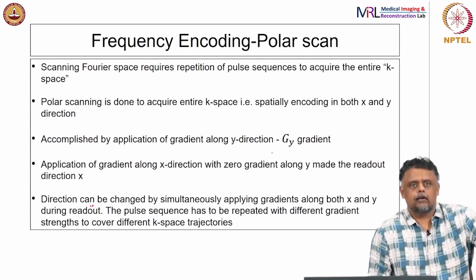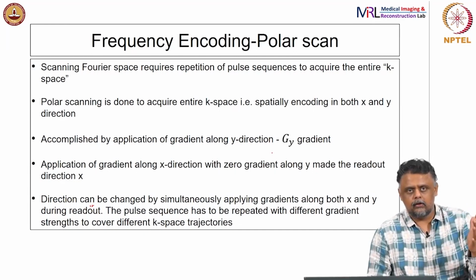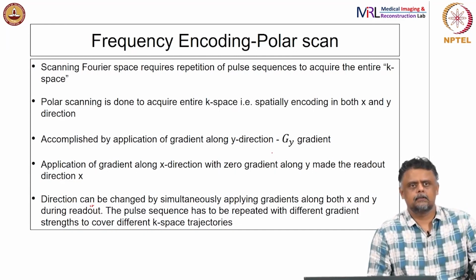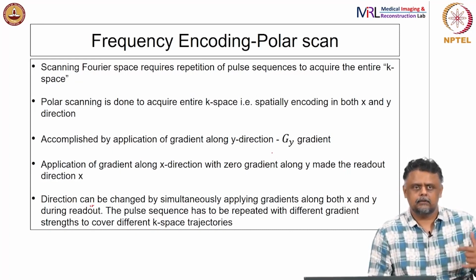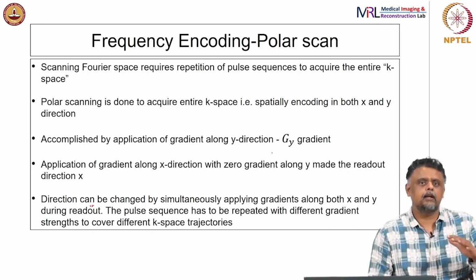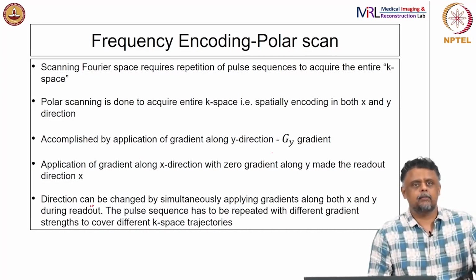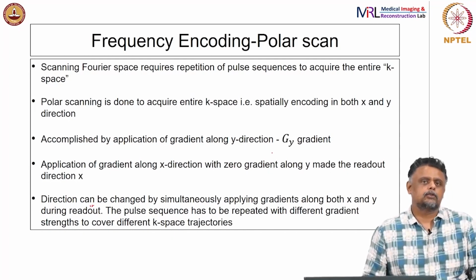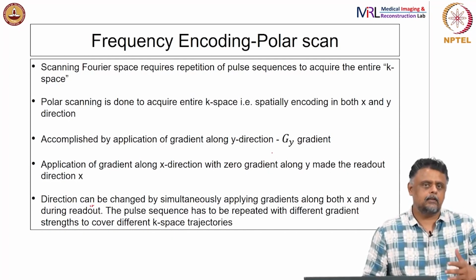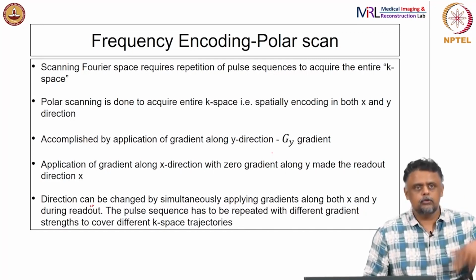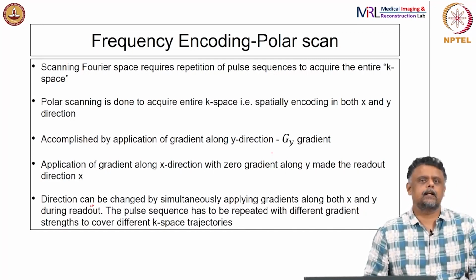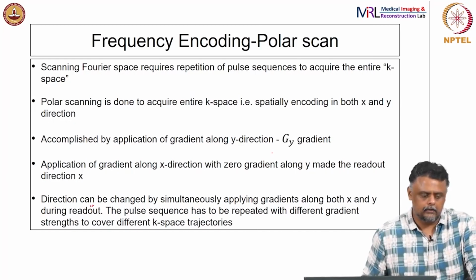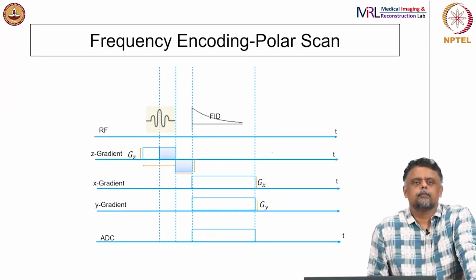And the application of a gradient along the x direction with zero gradient along y made the readout direction x, and of course, the directions can be changed. In this case, we apply both the x and y gradients simultaneously, right, and the pulse sequence has to be repeated with different gradient strengths to cover the different K space trajectories. Okay. So, if you want different angles, then you change the strength of the gradient, you get a different angle, and then you sample along that direction. So, that is the idea behind the polar scan kind of pulse sequence.